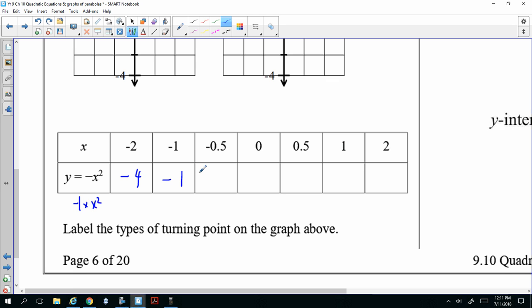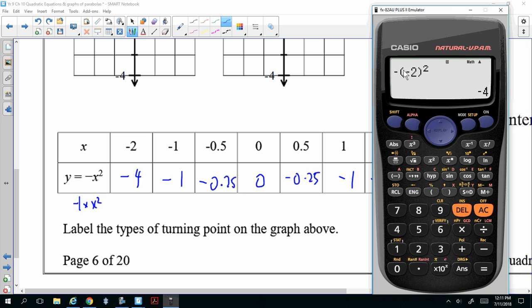0, just 0. And the next one, -0.25. 0, -0.25. -1, -4. You have a negative and negative, put a bracket around it, you still get negative.